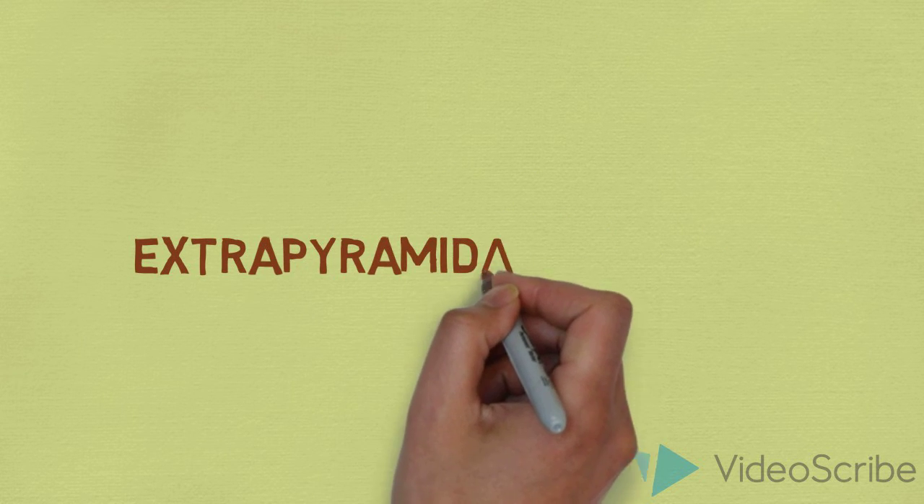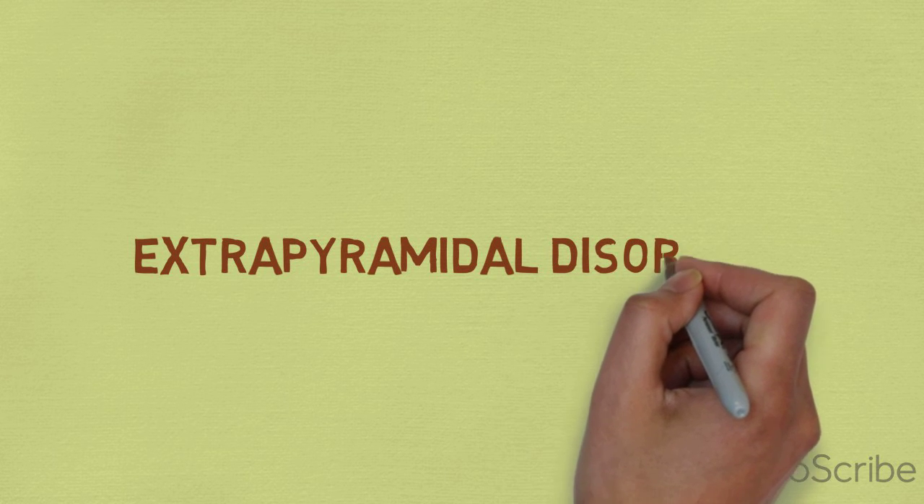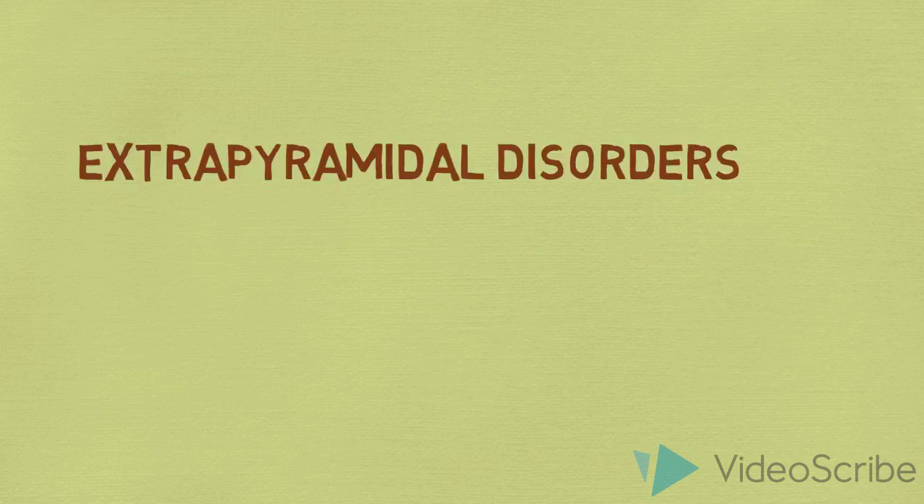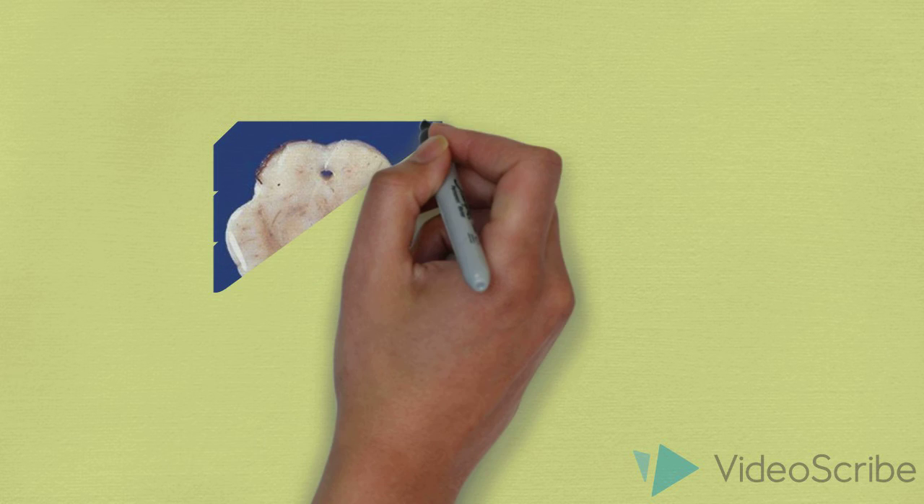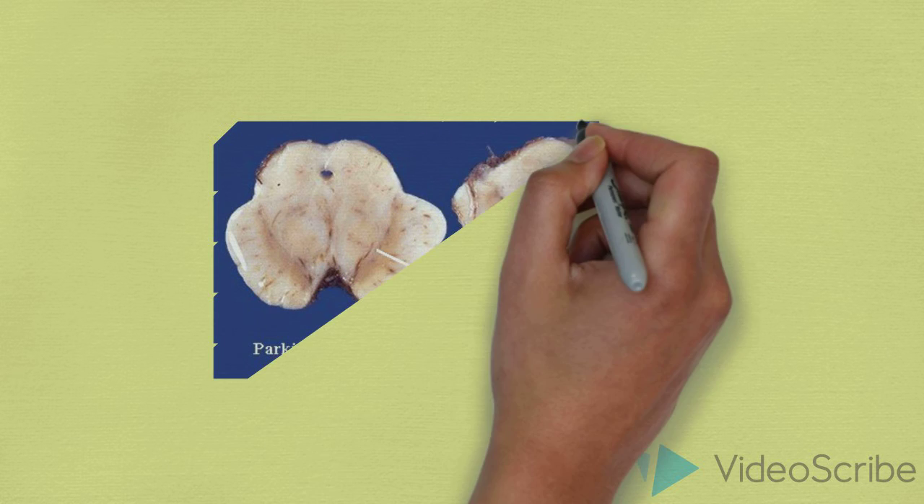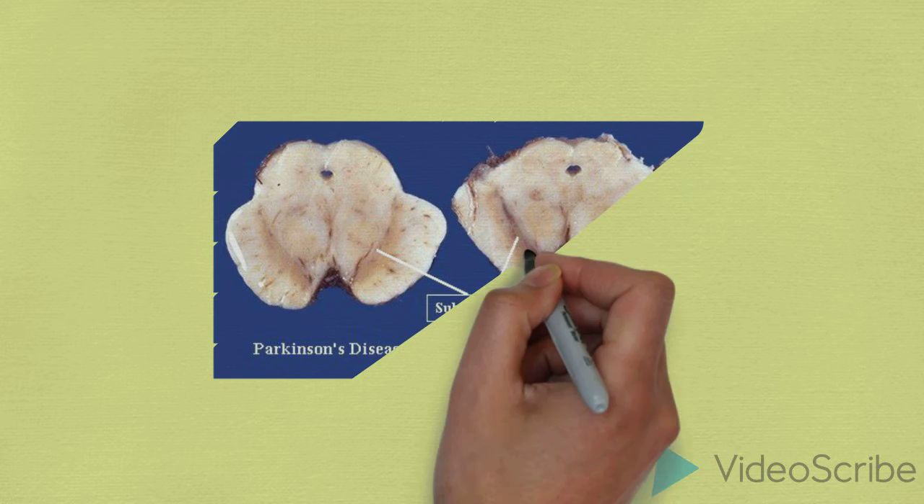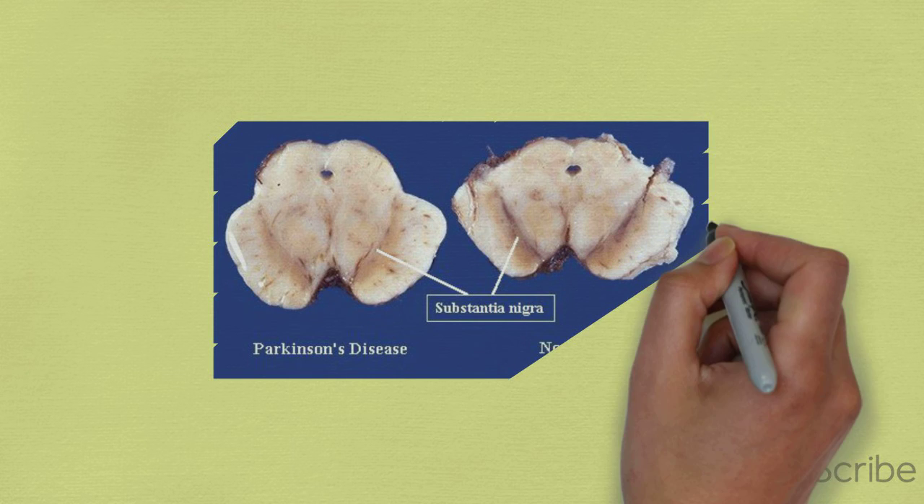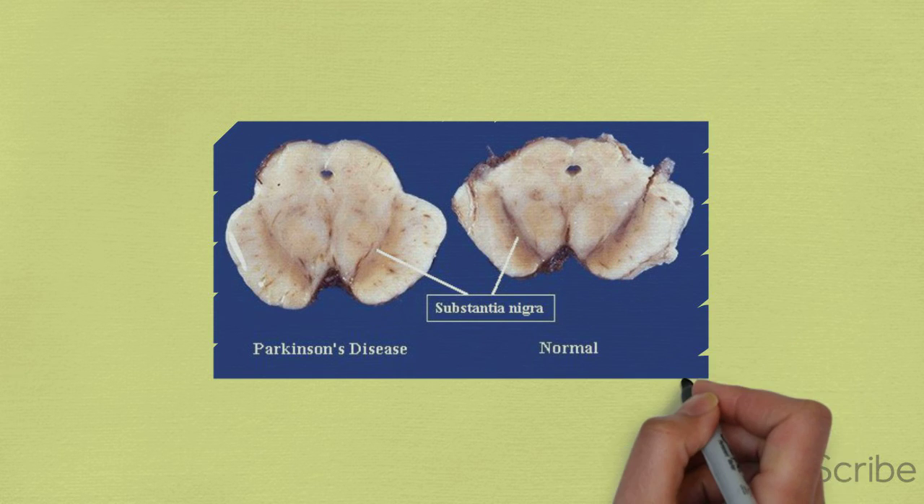Sometimes there are issues with the parts of the extrapyramidal system which cause issues with movement and motor function. Two of these disorders are Parkinson's disease and Huntington's disease. In Parkinson's disease, the substantia nigra in the midbrain degenerates, as seen here in this clip.